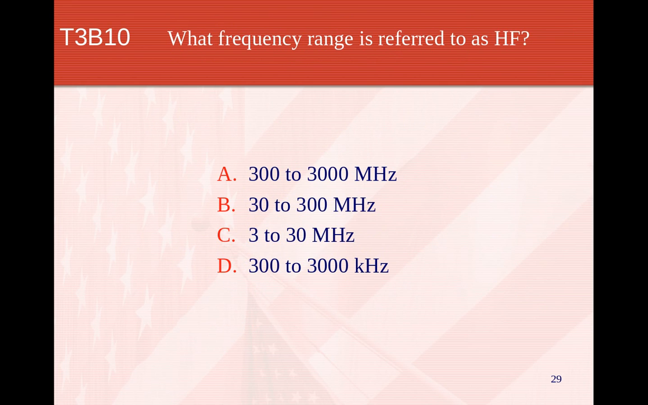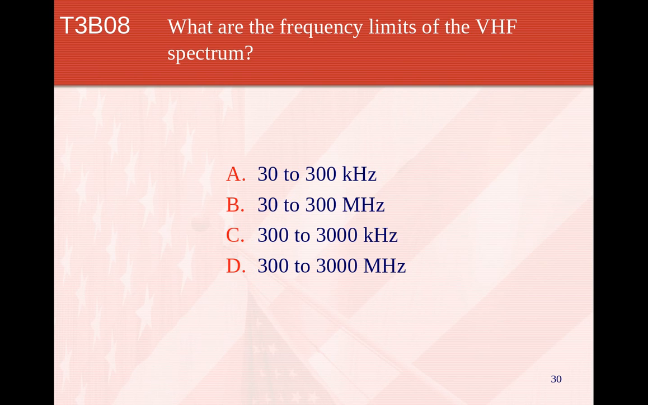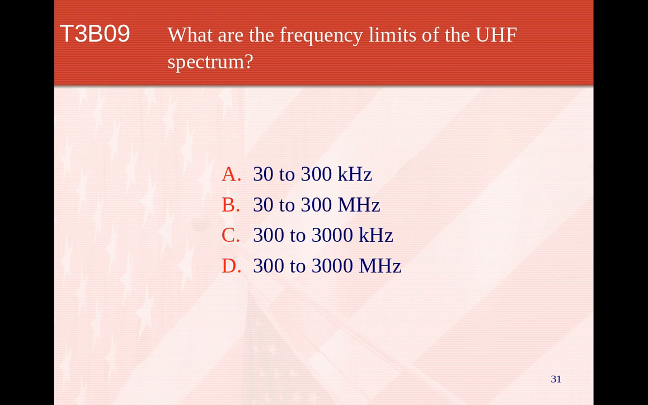What is the frequency referred to as HF? 3 to 30 megahertz. What are the frequency limits of the VHF spectrum? 30 to 300 megahertz. What are the frequency limits of UHF spectrum? 300 to 3000 megahertz, or 300 to 3 gigahertz.